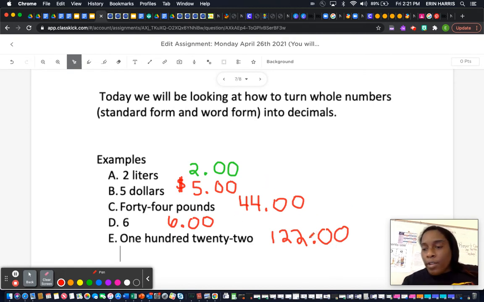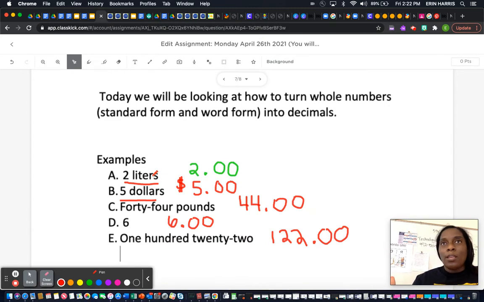Now, why is this important for us to know how to do this? It's important because inside your word problems, you might find words written like this, and you're going to need to convert them to decimals to solve and get the correct answer. So whenever you see words like this, you may have to just convert this right over into a decimal.